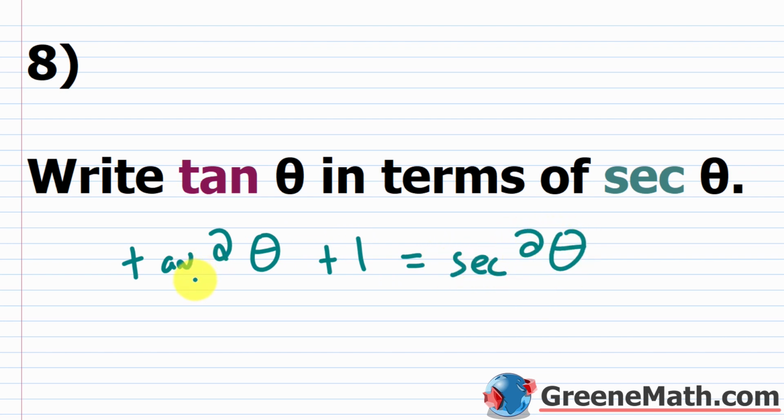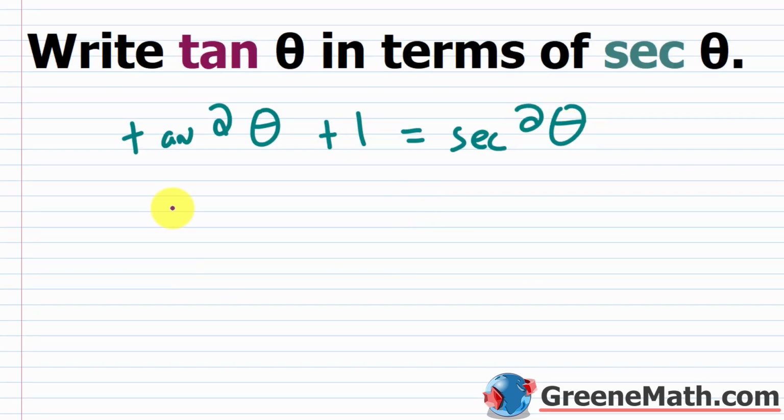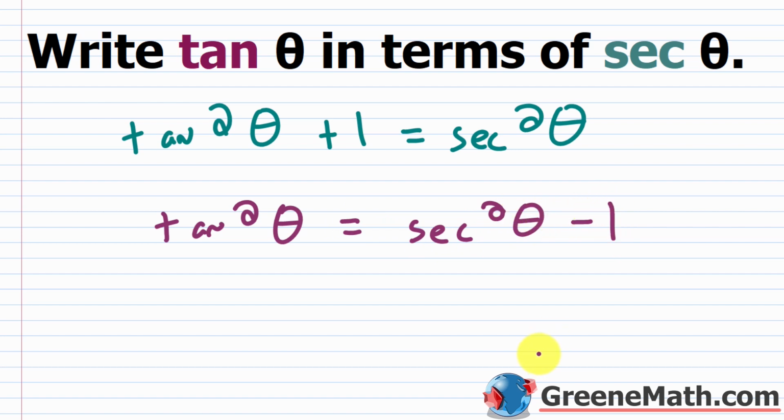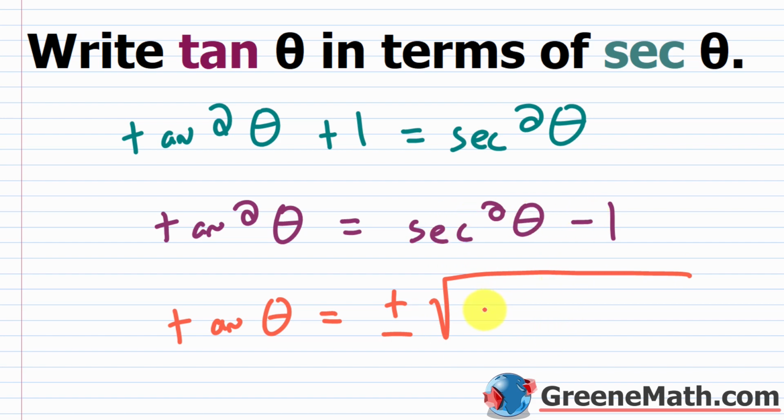So again, I just want to solve for tangent of theta, and it's in terms of secant of theta. So my first step is to subtract 1 away from each side. So we'll say that tangent squared theta is equal to the secant squared theta minus 1. And then from here, I'm just going to use my square root property. So I'll say the tangent of theta is equal to, again, don't forget the plus or minus in this scenario. We don't have any information about the quadrant we're in. So this is the square root of this guy right here. So secant squared theta minus 1. So very simple. To write the tangent of theta in terms of the secant of theta, you get tangent of theta is equal to plus or minus the square root of secant squared theta minus 1.